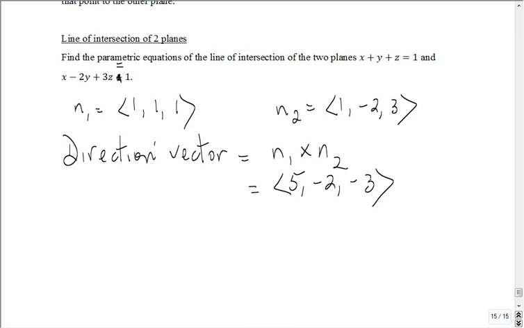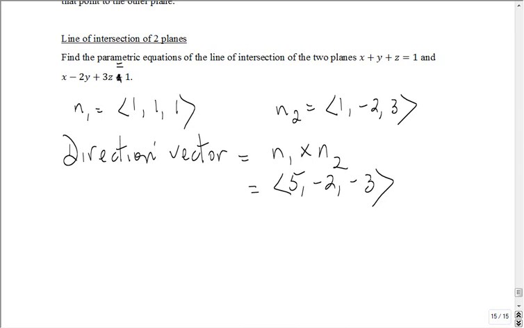Now, remember the line of intersection is common to both planes, right? So any point that lies on that line also lies in each plane, right? So what you need to do, it's like you are solving the two planes. You're trying to find a point that would satisfy these two planes. As if you're equating them, you're putting them equal to each other. That's exactly what you're doing.